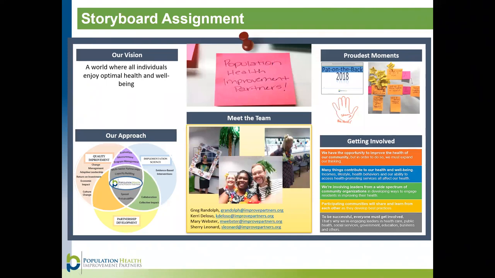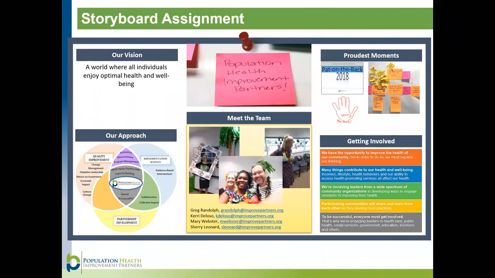We showed pictures in here. You can see our wonderful team there. We were having a Hawaiian send-off for our executive director going out there. So we had some fun pictures in there and our contact information and things that we're doing. What are we participating and working on? So it's a snapshot that tells you about population health improvement partners. You could look at this and pretty easily figure out what we're all about.